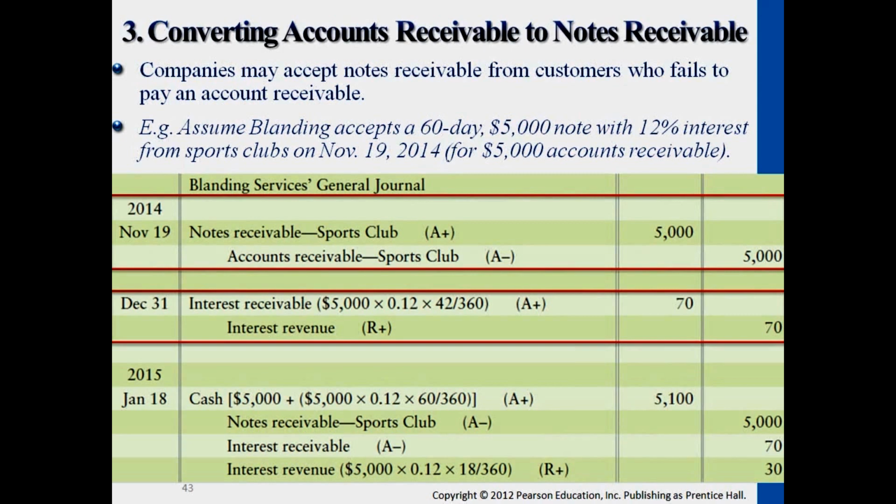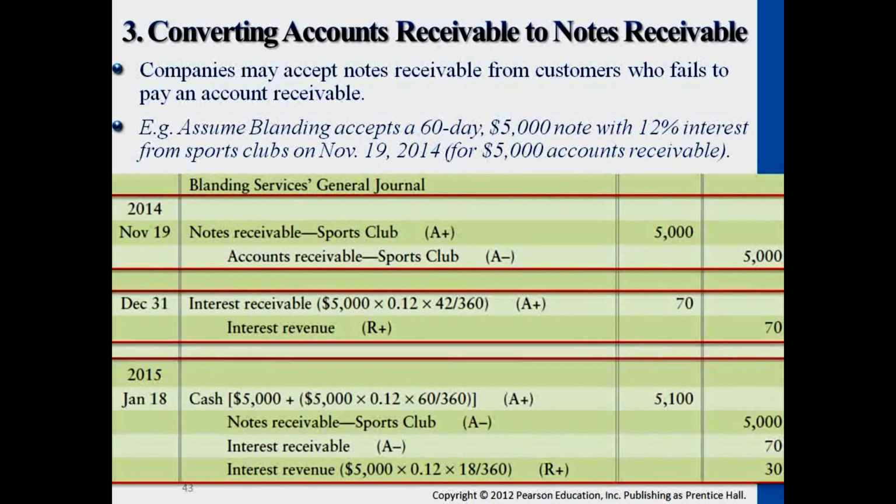Okay, so principal amount multiplied the yearly interest rate 12%, and then there has been 42 days. So we just multiply 42 days over 360. When it comes to next year, beginning of next year when the note is due, we collect the cash, breaks down to principal amount, the interest receivable, and the revenue we earned in this year. Yes, 70 and 30.